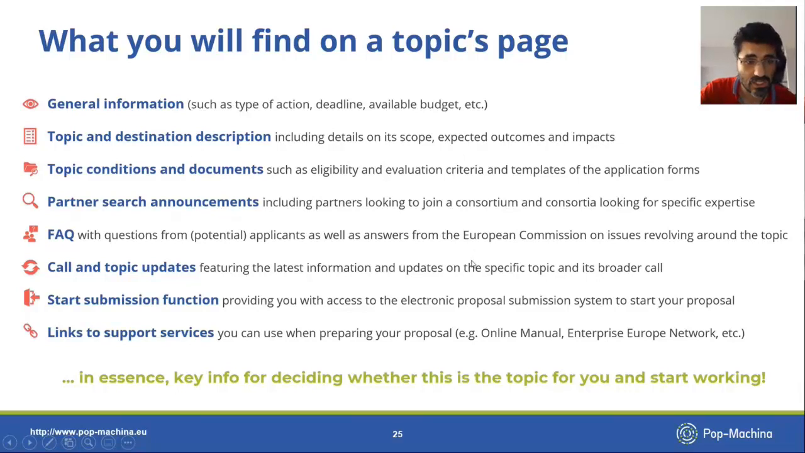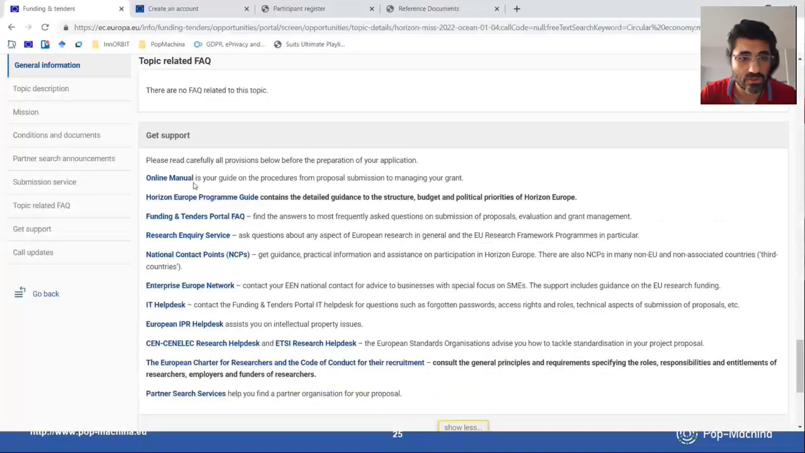As we said, you can get general information, you can find specific information about the topic and the destination. You can access the documents, the templates. We will see in a bit how to do that. And there is also additional information if you continue to scroll down. So there are frequently asked questions on the topic. There are ways to get support. You can find a lot of different support services to help guide you through.